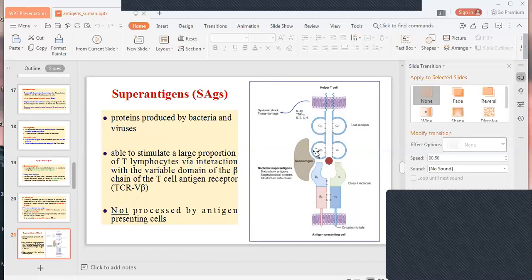Here, this is the helper T cell, CD4 plus T cell. Here you can see this is the variable part and the beta chain. This is the alpha chain. This is your T cell receptor. So they are interacting with the beta chain of the variable domain of TCR. And these antigens will not be processed by the antigen presenting cell.